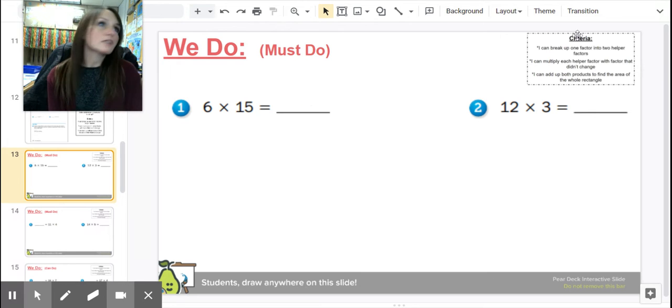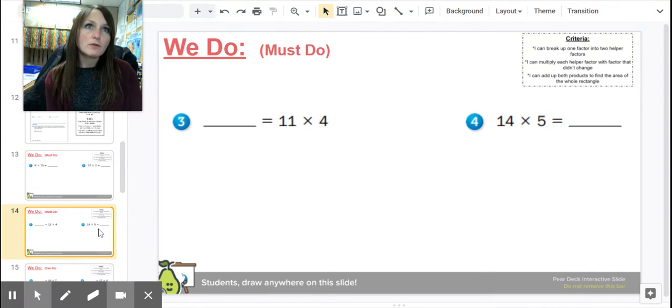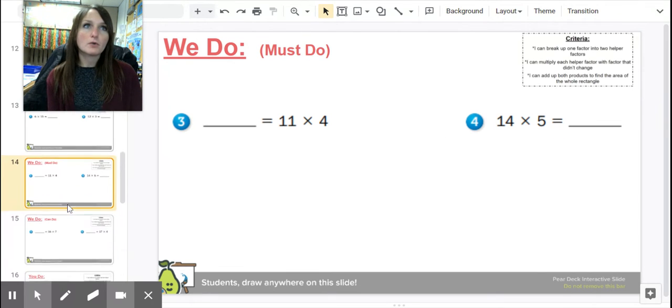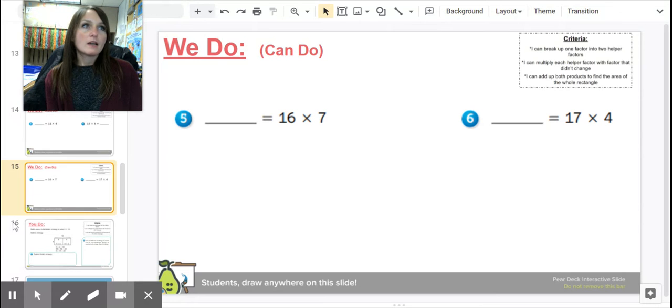Don't just write the answer, right? You need to use the criteria. Okay, I'm going to ask you to do it again if you just write the number. Okay, you have to show me your thinking, even if you did it in your brain. Okay, some of you might feel like you could do this one in your brain. That's fine, but I still need you to show me what you did, okay, and how you could use the break apart strategy to help you. Okay, so I want you to do all of those.